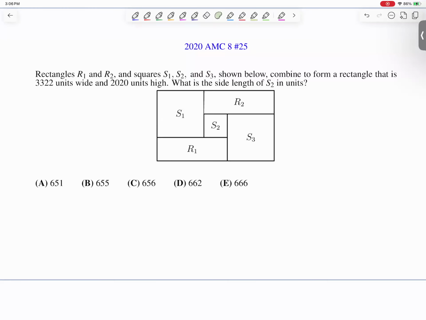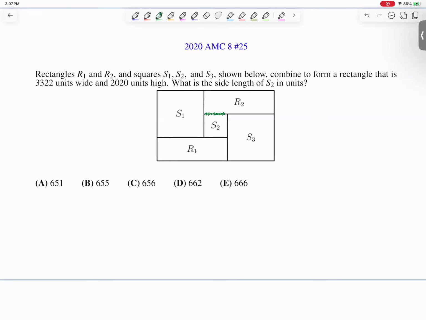Rectangles R1 and R2 and the squares S1, S2, and S3 shown below combine to form a rectangle that is 3,322 units wide and 2,020 units high. What is the side length of the second square in units? We are given the dimensions of the bigger rectangle and we are looking for the side length of the middle square here.